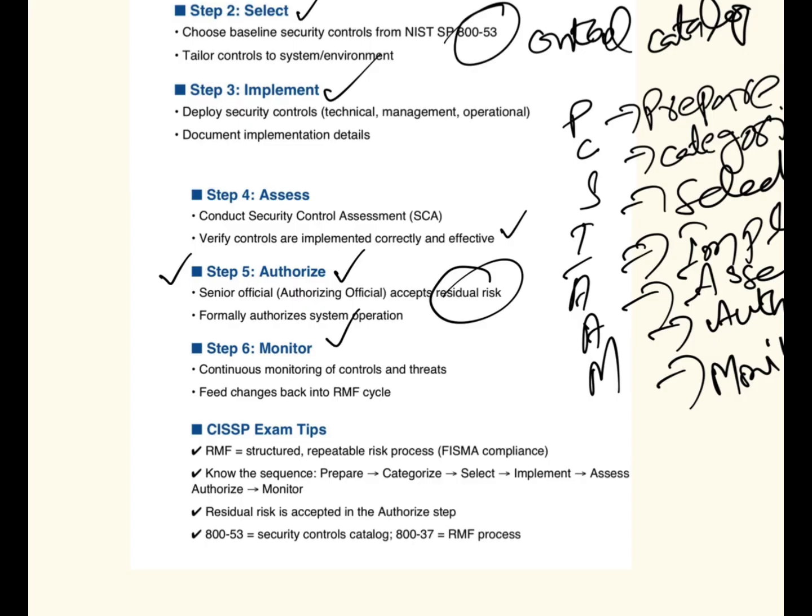So that's it. Very important steps and sequence. As we have discussed in our previous session, ISO 27001, the difference between that and NIST 800-37. So that's it.